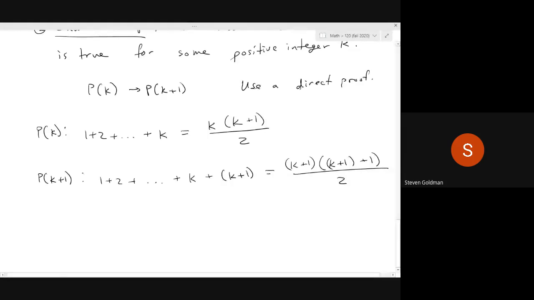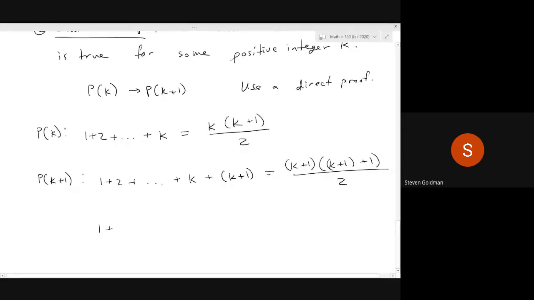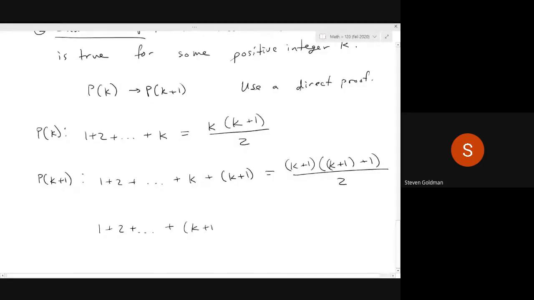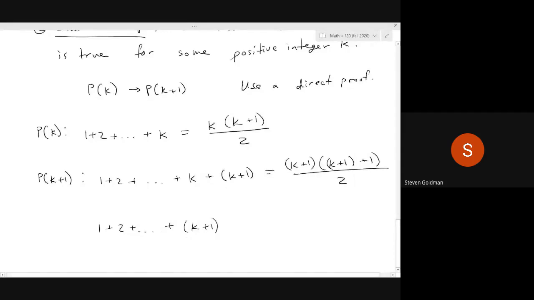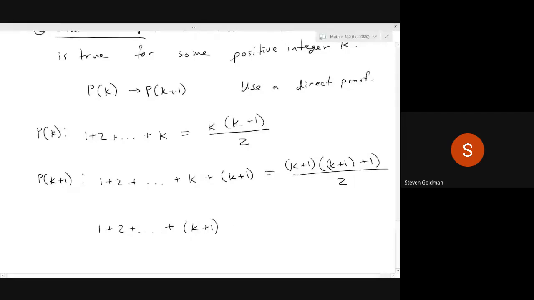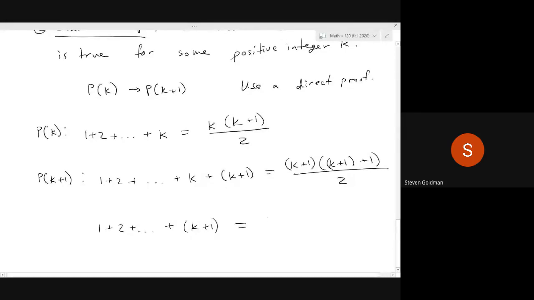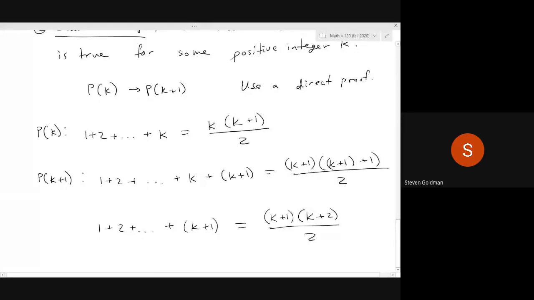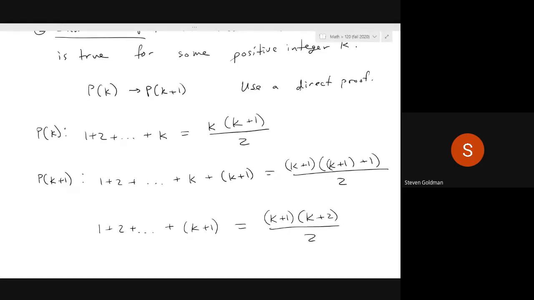Okay, so let me just simplify this a little bit. This is 1 plus 2 plus ... I just wanted to make clear that that was a k there. I'm not going to write it again. It's hidden there in the three dots in my ellipses. And I'm going to simplify the right-hand side a little bit. It's just k plus 1 times k plus 2 divided by 2. So this is P of k plus 1, and above it is P of k. Okay, any questions on that so far?